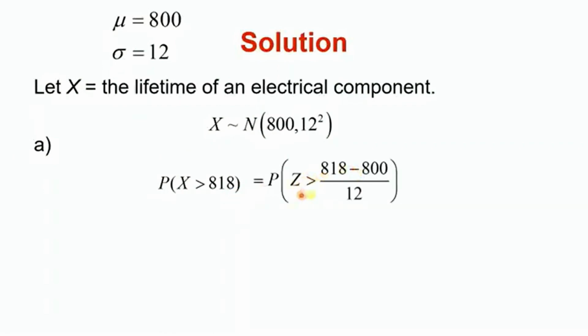818 convert to Z: you need to deduct the mean from this value and then divide it by the standard deviation, 12. If you calculate this one, you get 1.5, and from the table you can find the answer, 0.0668, for the value of Z more than 1.5.